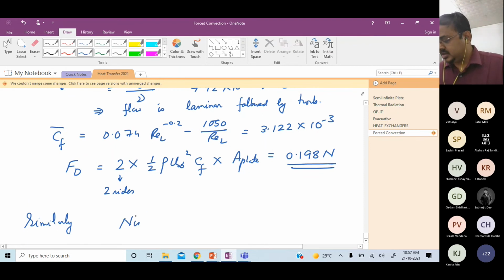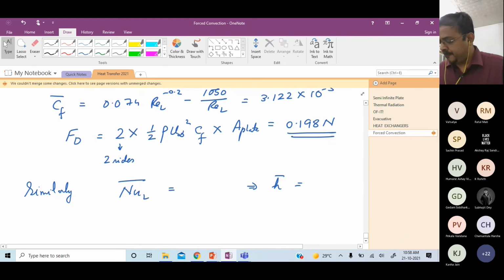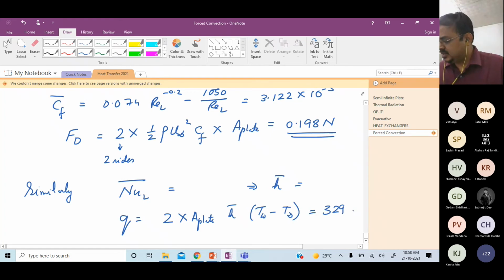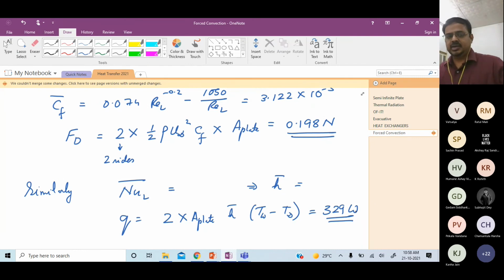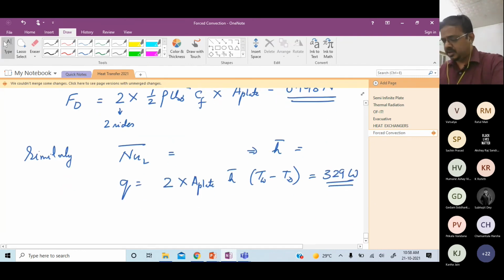Similarly, find Nusselt number L, and from there you find out what is H bar, and again Q would be 2 times area of the plate times H bar times TW minus T. This you should get 329 watts, maybe plus minus here and there a little bit. Okay, please complete this. And let me give you another exercise, part B.